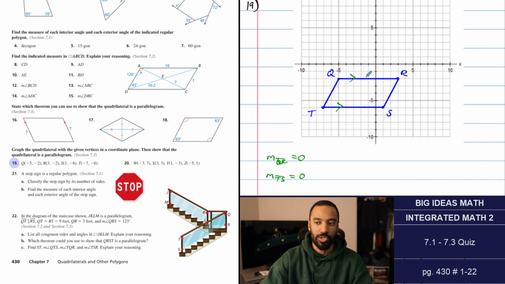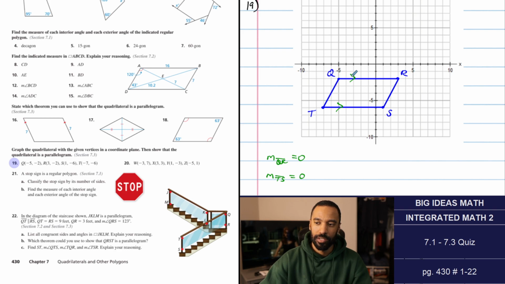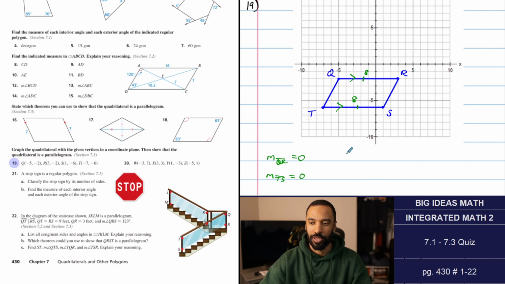It needs both sets, and we could do both sets, but I want to go a little bit differently for this one. Let's also talk about QR and TS in terms of their length. 1, 2, 3, 4, 5, 6, 7, 8 is this length. And 1, 2, 3, 4, 5, 6, 7, 8 is this length. So they are congruent to each other. The length of QR is 8. The length of TS is 8.